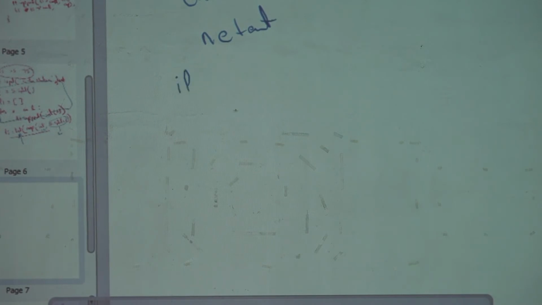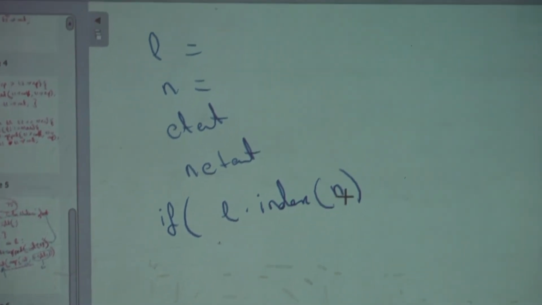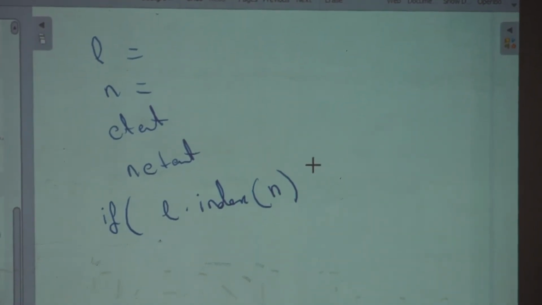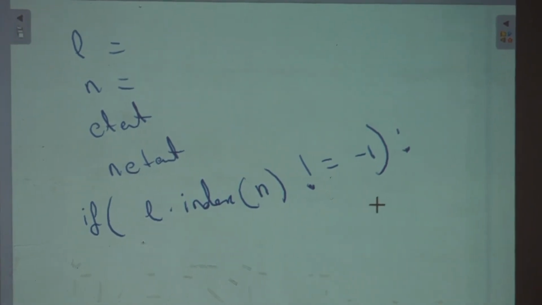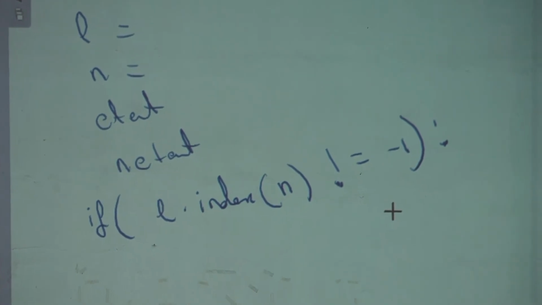I will say if, okay, if, now see the index operation, L dot index. If L dot index and the parameter to index is going to be n, L dot index of n, that is in the list L, see if this exists. If it is not equal to -1. If it is not equal to -1, what should I do? Not equal to -1 means the value is there in the list.